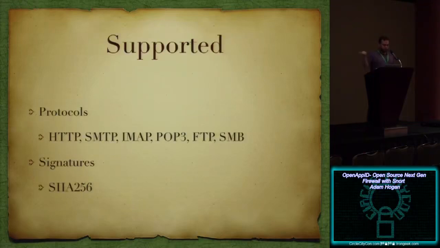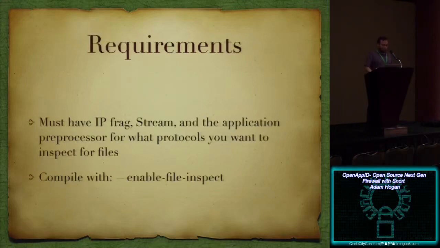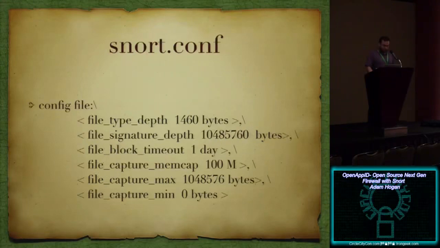We're going to pull files out: HTTP, SMTP, IMAP, POP3, FTP, and SMB. And again, the signatures we have right now are just SHA-256, but that wouldn't be hard to modify. Not today, no. All right. You just have to compile with this flag, enable file inspect, to get it in there. When you compile, then you'll be able to do it.